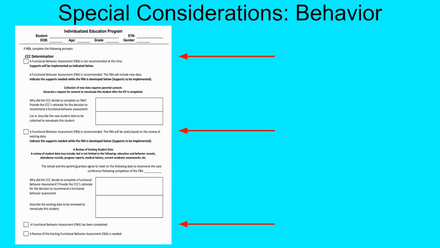If a functional behavior assessment has already been done, but we find that we need to update it or revisit it to add more information, then we would click that a review of the existing functional behavior assessment is needed. So it means one is already done, but we just need to revisit it because maybe there are more problems that we're just not aware of.